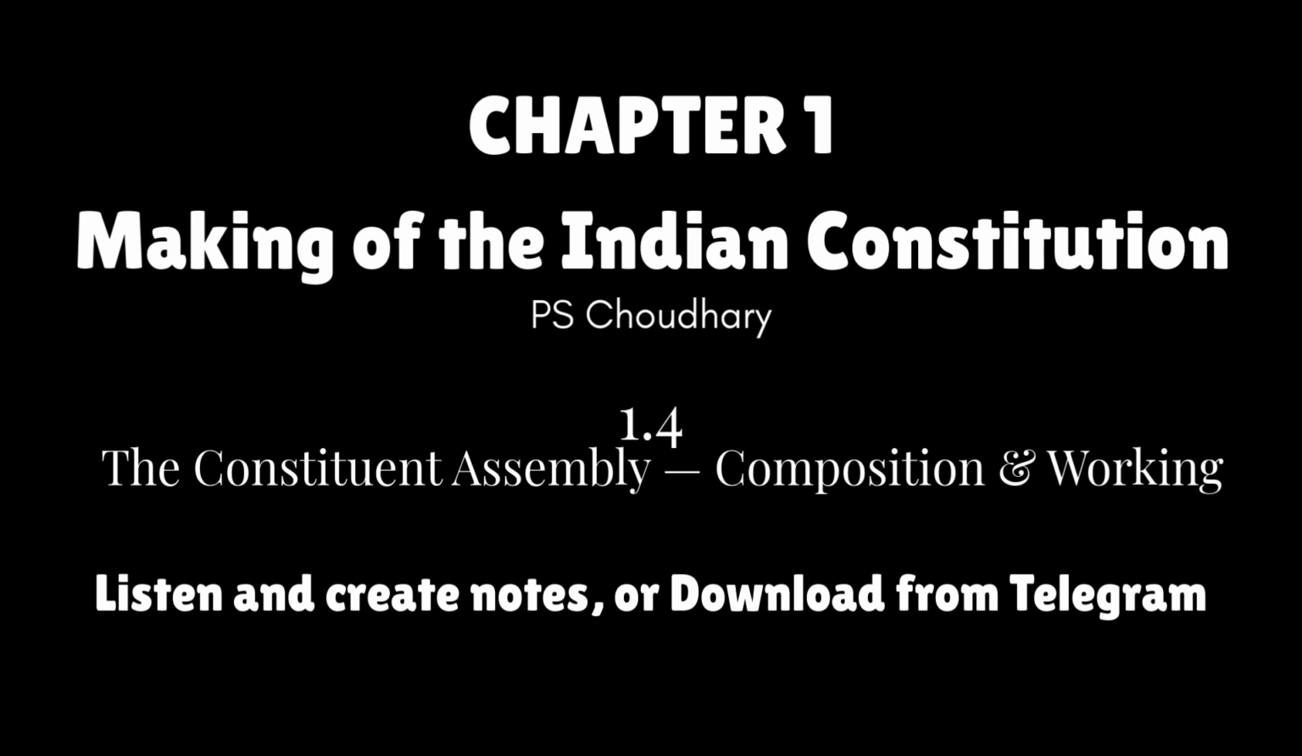However, this was the situation before partition. After the partition of India in 1947, the total strength of the Assembly was reduced to 299 members. This happened because the areas that became Pakistan formed their own Constituent Assembly. Another important point is the basis of representation. Seats were roughly allocated according to population. On average, 1 seat was assigned for about 10 lakh people.